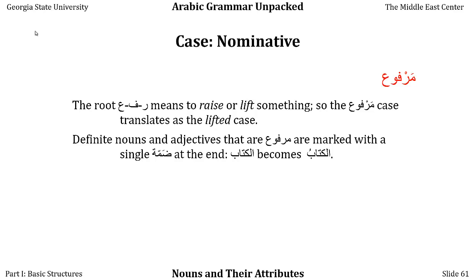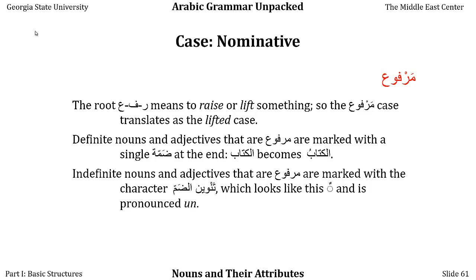al-Kitaab becomes al-Kitaabu. Indefinite nouns and adjectives that are marfu are marked with the character called tanween ad-dam, which means basically putting an N on the dhamma. And it looks like this. It's this strange looking little double dhamma character, but it's pronounced un. We don't see the N, but it's pronounced that way.